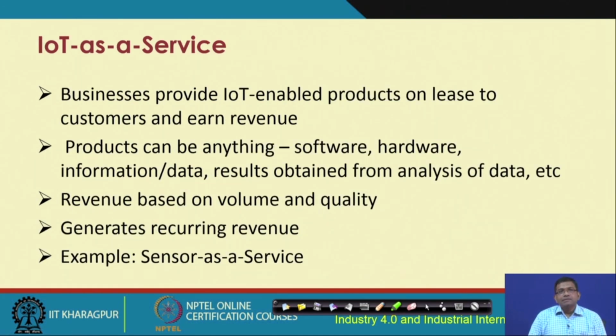The next one is IoT as a service. You will find some literature talking about offering IoT as a service. As the name suggests, we are talking about businesses providing IoT enabled products on lease to customers and then earning revenue from that leased out IoT infrastructure. These products can be anything: software, hardware, information or the data, the results obtained from the analysis of the data. Basically anything can be a product in the IoT as a service model.